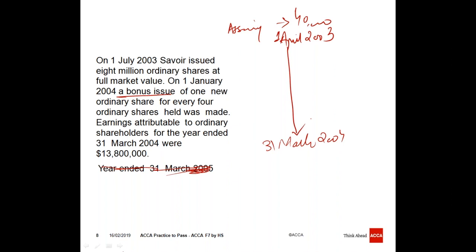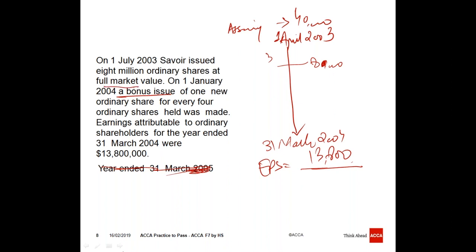And from 1st April to 31st March, the company has earned a profit of 13,800. So 13,800 is the earnings portion. And the company has issued, on 1st July (April, May, June), so after 3 months, the company has issued a further 8 million shares. 8 million means 8,000 shares.